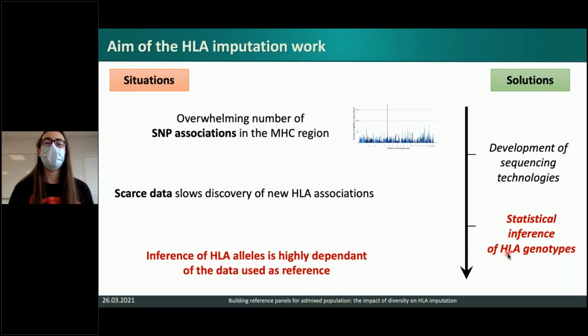The development of sequencing technologies allows us to do these associations directly on HLA alleles, but it is still hindered by the fact that it is quite costly and needs a little bit of expertise. In parallel, statistical inference of HLA genotypes has been developed. This inference allows us to use SNPs, small polymorphisms on people's DNA, to infer the HLA genotypes, but you need a reference panel. And the reference panel directs what you will have as an HLA imputation.